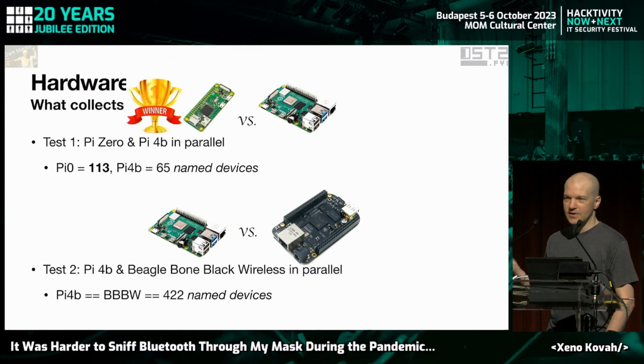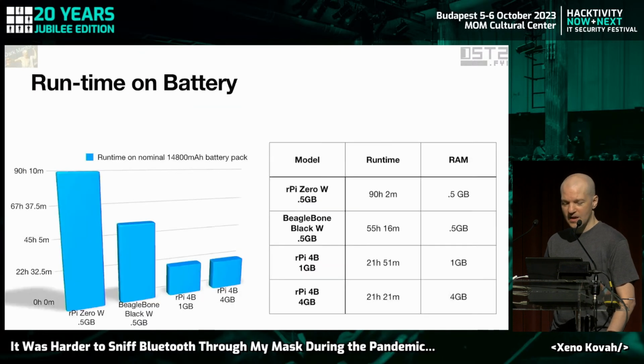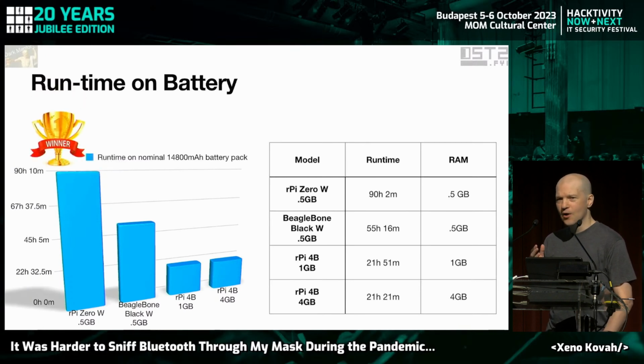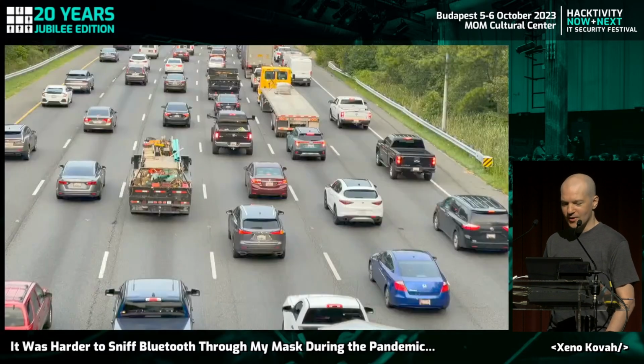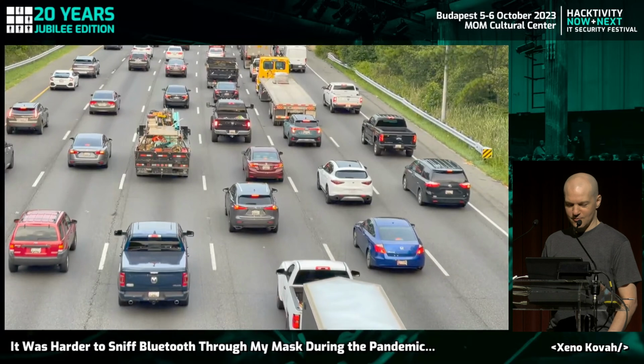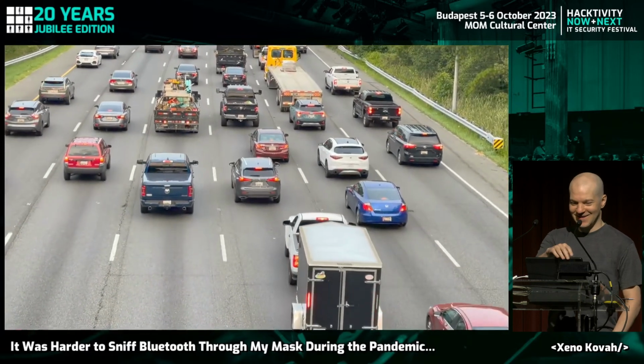And additionally, Raspberry Pi 4 versus the BeagleBone Black, which actually did have an antenna, they got about the same amount. So the winner here was, again, the Raspberry Pi Zero. And then I did a test to say, how long do these things actually run off of a USB battery pack? And the winner, once again, was the Raspberry Pi Zero. Why would I want to know how long it runs off of a USB battery pack? Like, do I really need 90 hours of sniffing? Am I going to be running around myself for 90 hours? Well, the answer is no, but I didn't think the audio was going to work there.